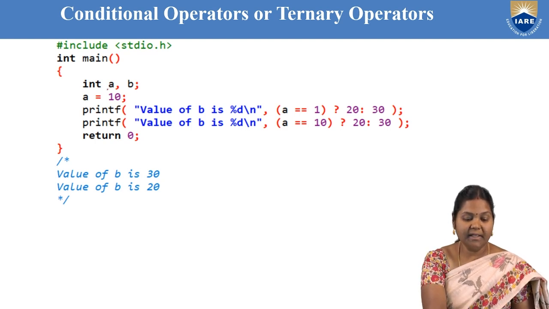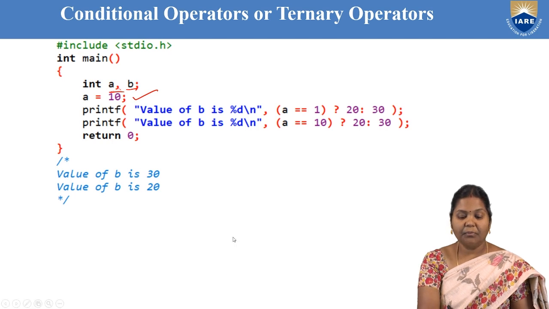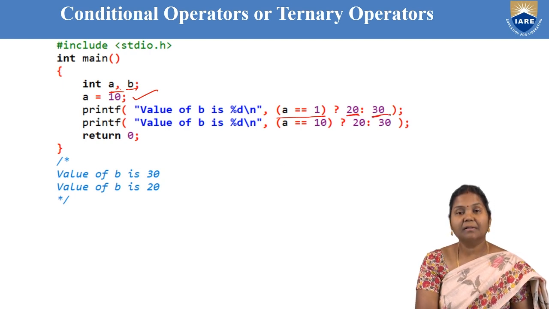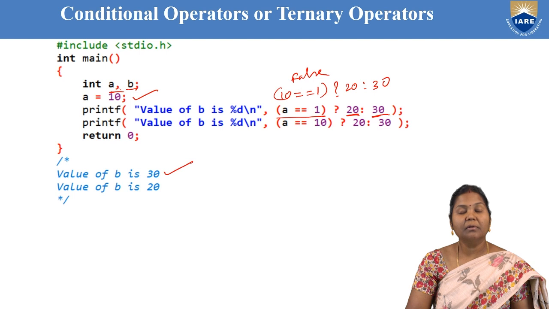Similarly, see this example. There are two variables, int A and B. Initially, the value of A is equal to 10. Now, we are writing one condition, A double equals to 1. If the A value is the same as 1, then return 20, otherwise return 30. So, what is the value of A? It is 10. Is 10 equal to 1? Is it true? No, it is false. So, if this is false, then 30 will be returned as the output. You can see the output, the value of B is equal to 30.